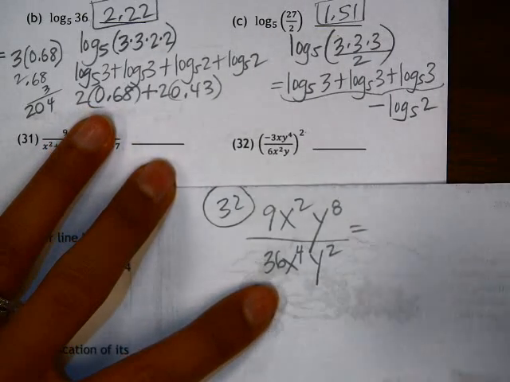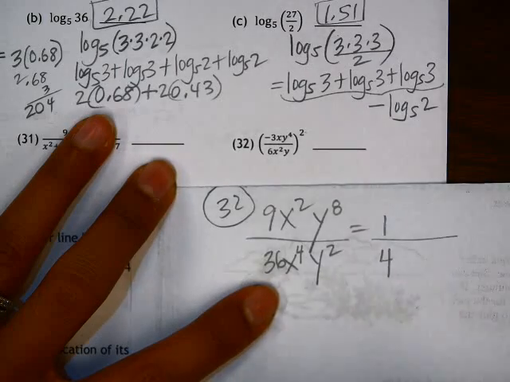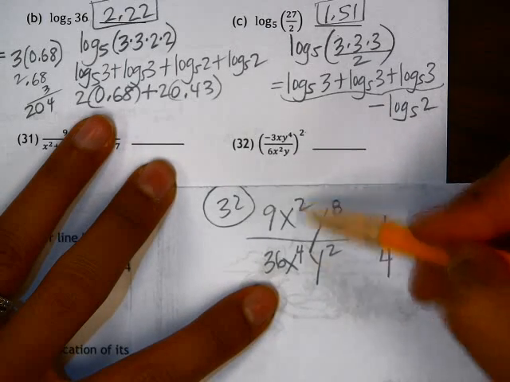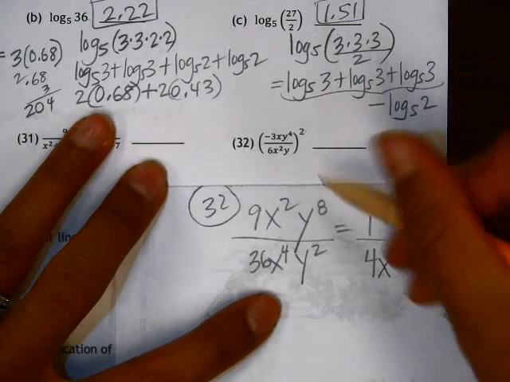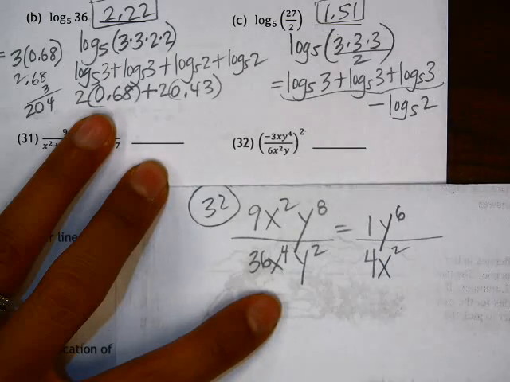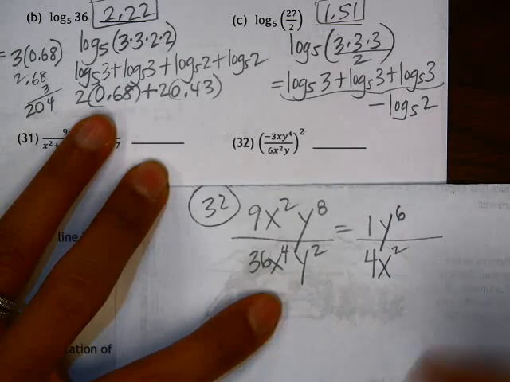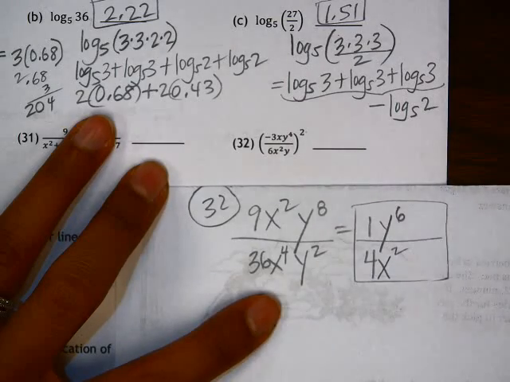Simplifying that, the 9 over 36 reduces to 1 over 4. We have 2 x's in the numerator, 4 in the denominator, so that becomes an x squared in the denominator. 8 y's in the numerator, 2 in the denominator, so there would be 6 left in the numerator. So our final simplified answer is y to the 6th over 4x squared.